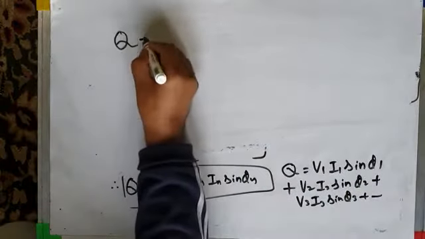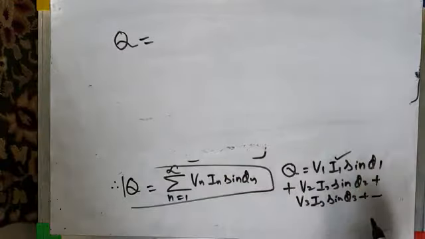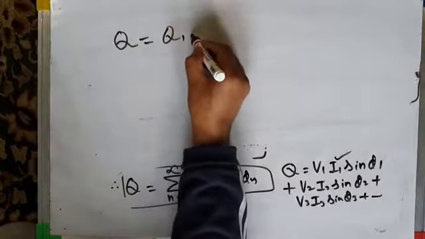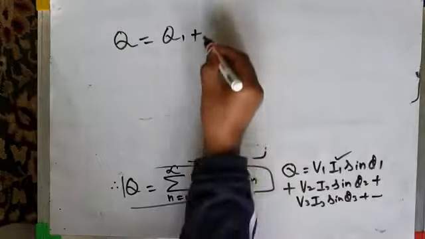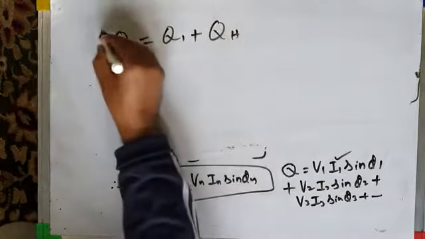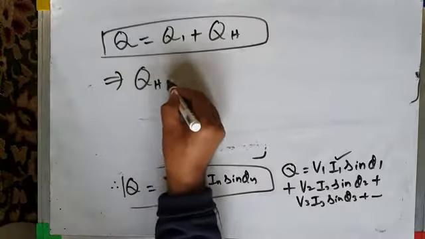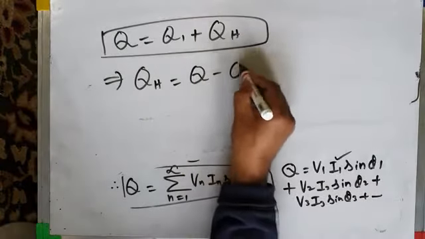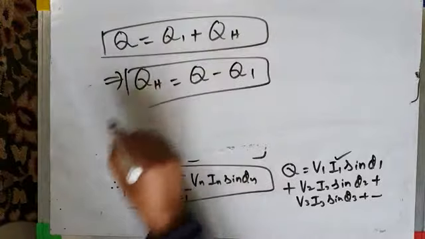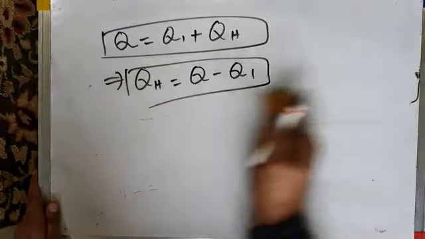Or you can write it as: the reactive power flowing in the circuit is V1 I1 sin phi 1, the fundamental reactive power, plus all other components are harmonic reactive power QH, Q1 plus QH. And if you want to find the harmonic reactive power, that is total reactive power minus fundamental reactive power. That's it. So therefore we got the mathematical expressions for instantaneous active power, instantaneous reactive power, and the average or active power P, capital P, and the reactive power, capital Q.